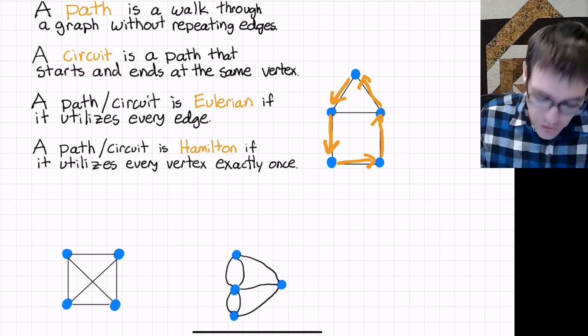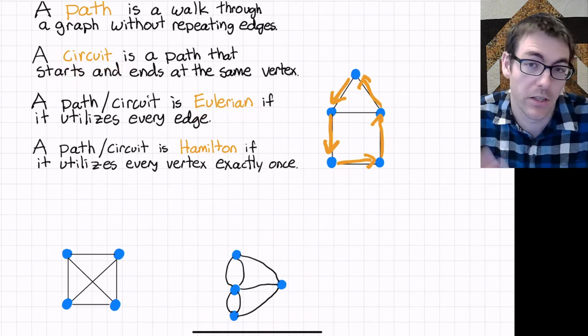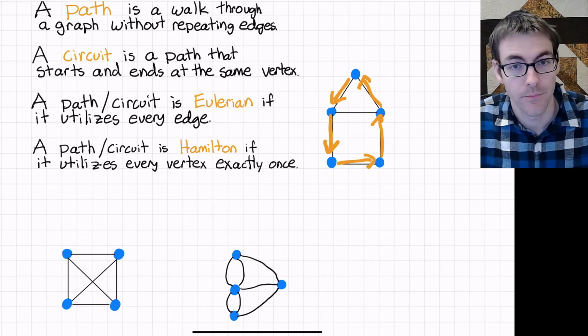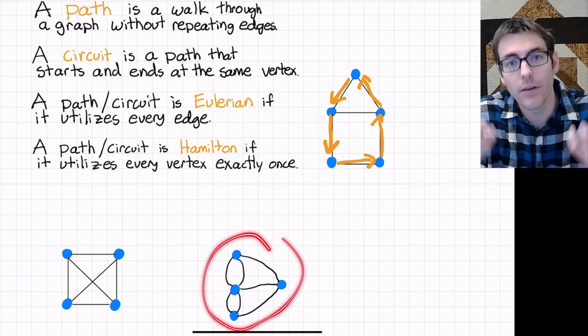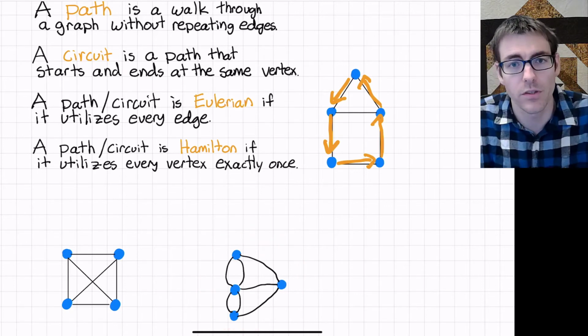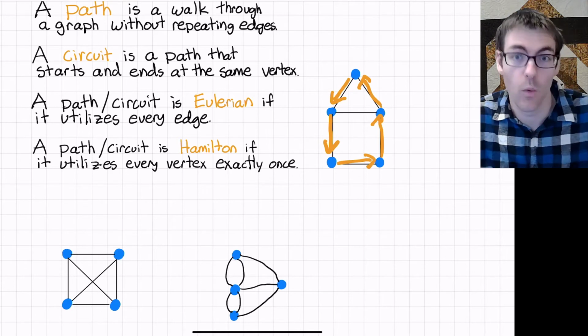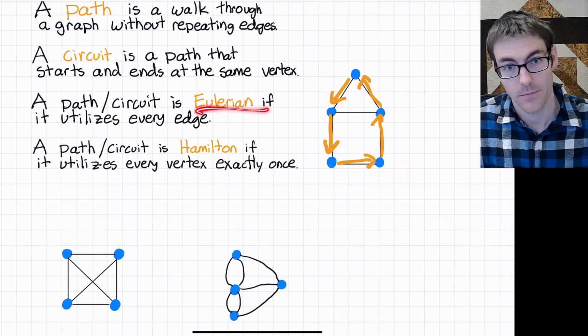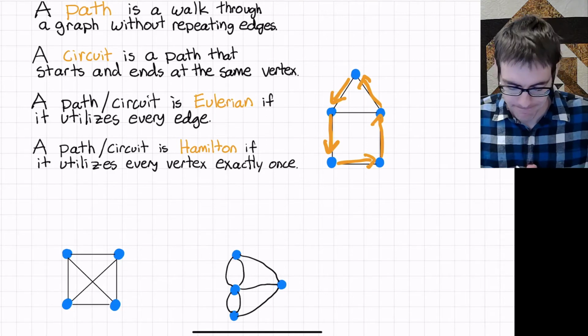Either way, we're asking a question about the graph rather than asking a question about a particular path or circuit itself. So some property of this graph, some inherent way that this graph works, makes it so that it's not possible to find one of these Eulerian paths. This is one of the questions that you'll all be discussing in groups in class.